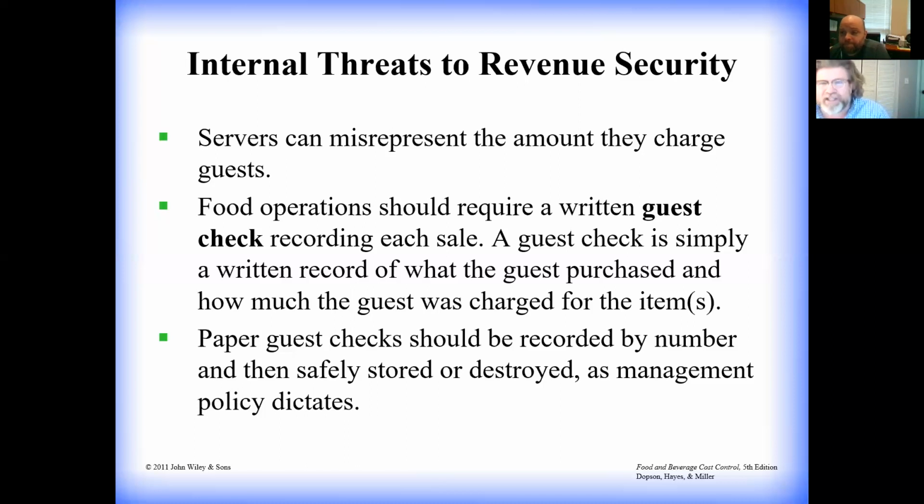I have an old ticket. I'm a server. I have an old ticket from a previous day. I use that one to get the guest to pay that ticket. I never write it down, put it in the system. There's no record of it. I get to keep the money.